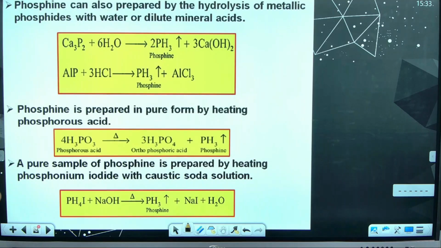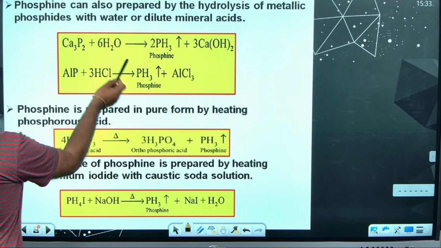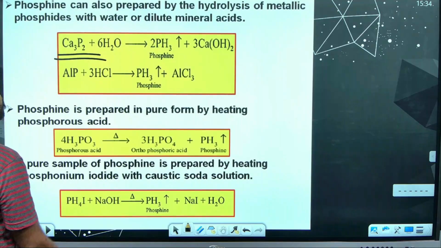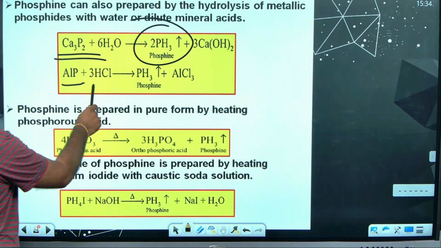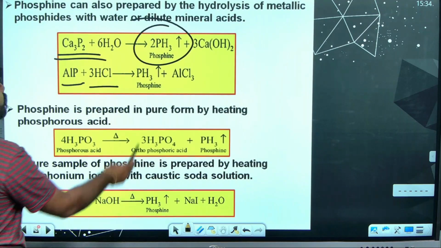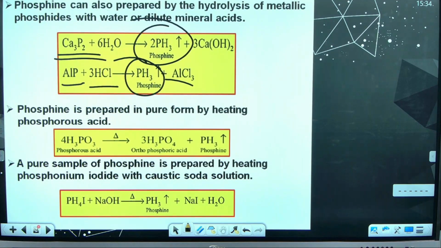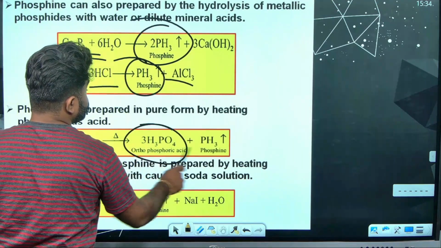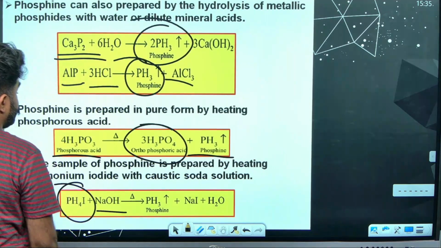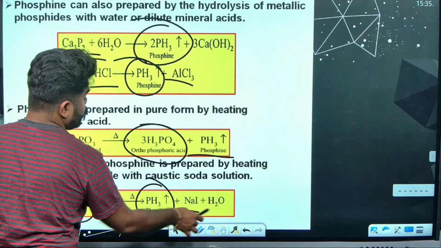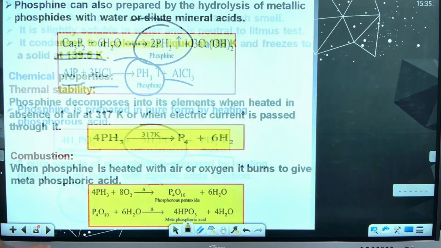The other method of preparation of phosphine is by hydrolyzing calcium phosphide. If we hydrolyze calcium phosphide, we get phosphine. Not only calcium phosphide, even if we treat aluminum phosphide with hydrochloric acid, we get phosphine with evolution of aluminum trichloride. Then one other preparation is by taking phosphorus acid, that is H3PO3. When we heat it, we get orthophosphoric acid along with phosphine. A pure sample of phosphine is prepared by heating phosphonium iodide with sodium hydroxide. Then we get phosphine gas, and sodium iodide and water as byproducts.